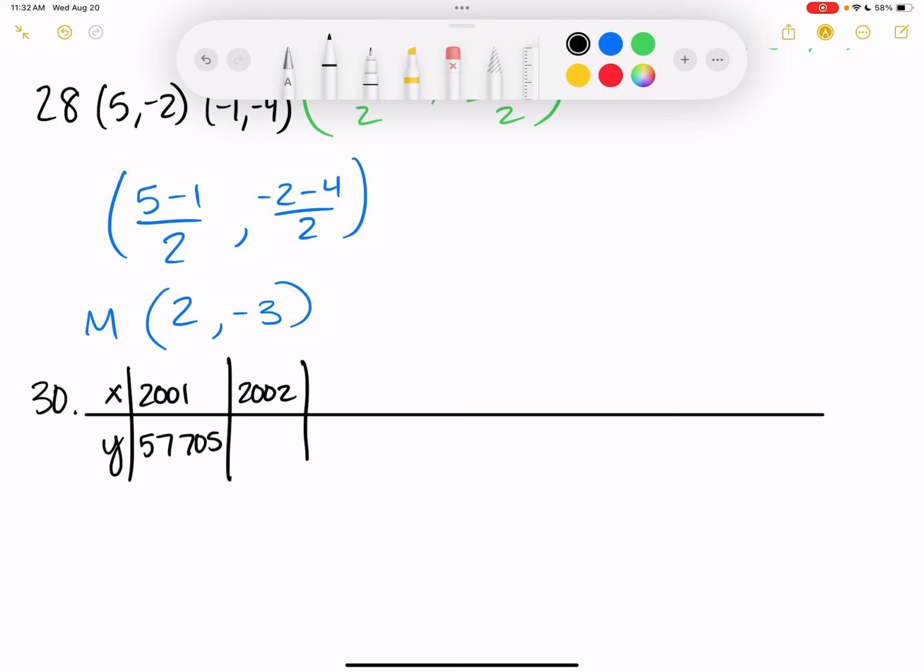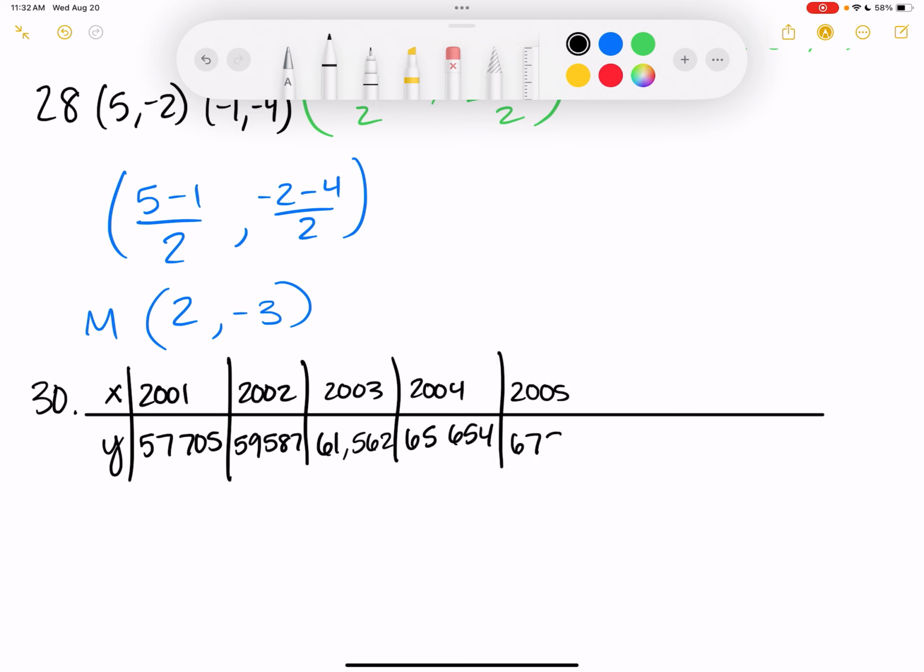2002 is 59,587. 2003 is 61,562. 2004, 65,654. 2005, 67,892. 2006, 70,992. And then 2007 is 74,647.